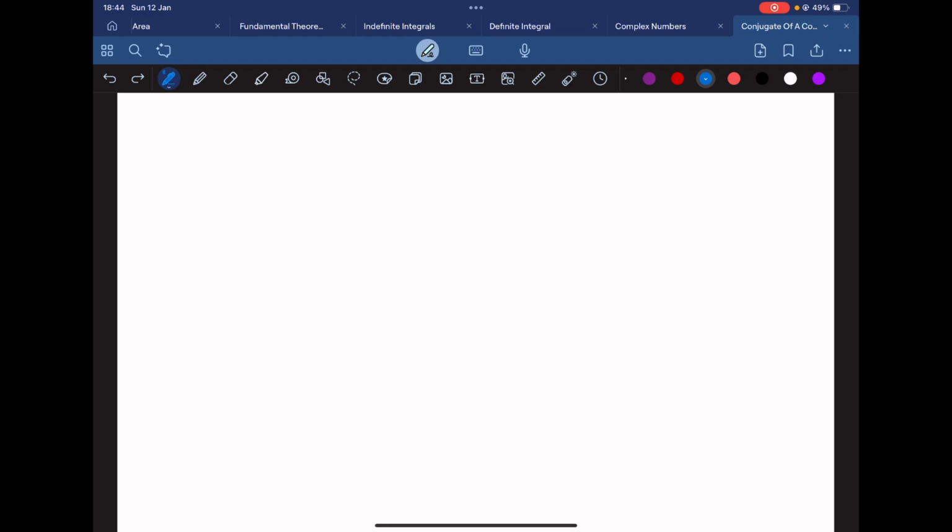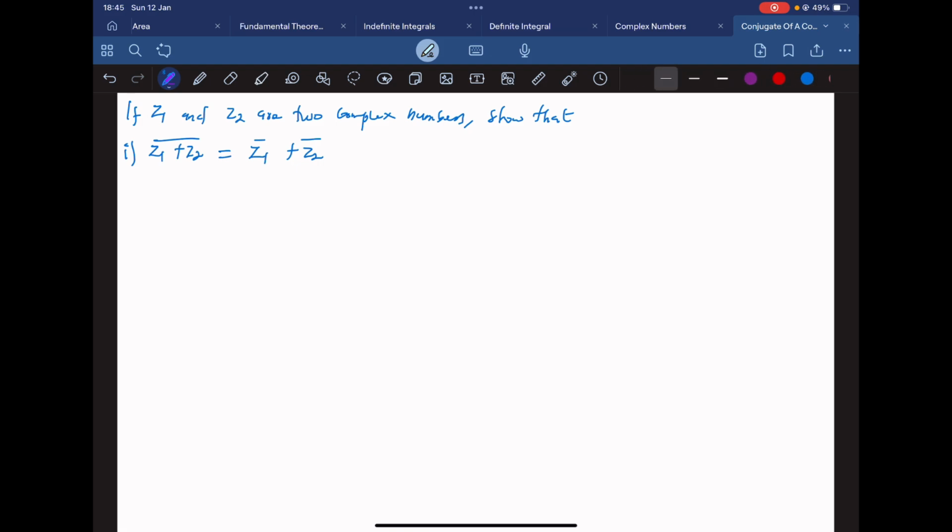Let's look at this question. If z1 and z2 are two complex numbers, we have to show that the conjugate of z1 plus z2 will be equal to z1 bar plus z2 bar. Now to solve this question, we have to go through a certain process, right?